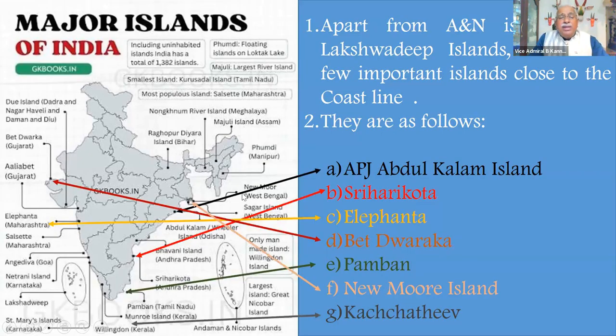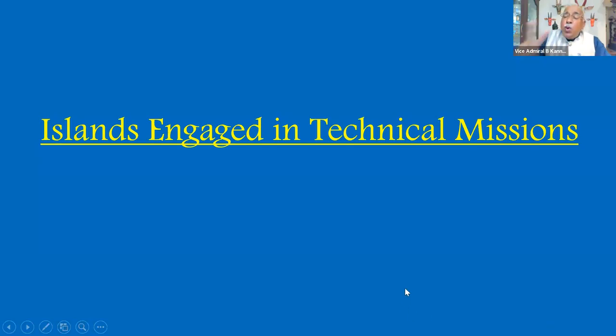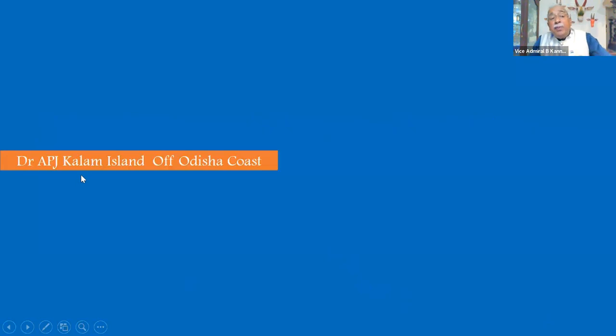So these islands are located here as per the arrow. I will show it later also. There are 2 islands which are engaged in technical missions, where you cannot go without a pass, which is controlled. And first I will talk about APJ Kalam Island of Orissa.